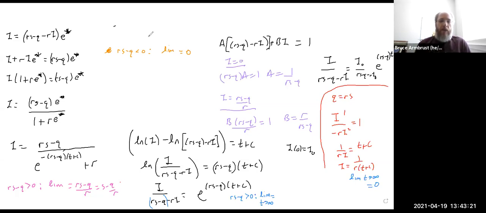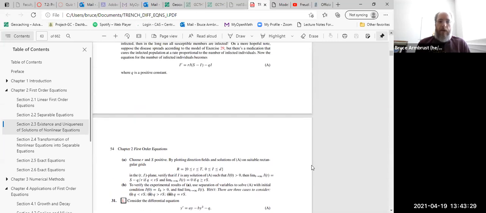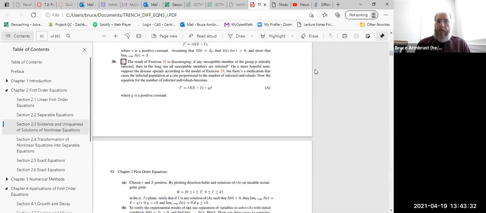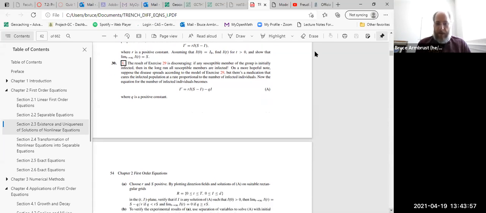So let's go back and look at the question again, what all those different things are, R, S, and Q. So let me just go up a slight bit. R was the infected rate, or basically like an infected proportion. S is the number of susceptible people. Okay, so that's a maximum number of susceptible people. And then Q was how many people we're removing from being sick.